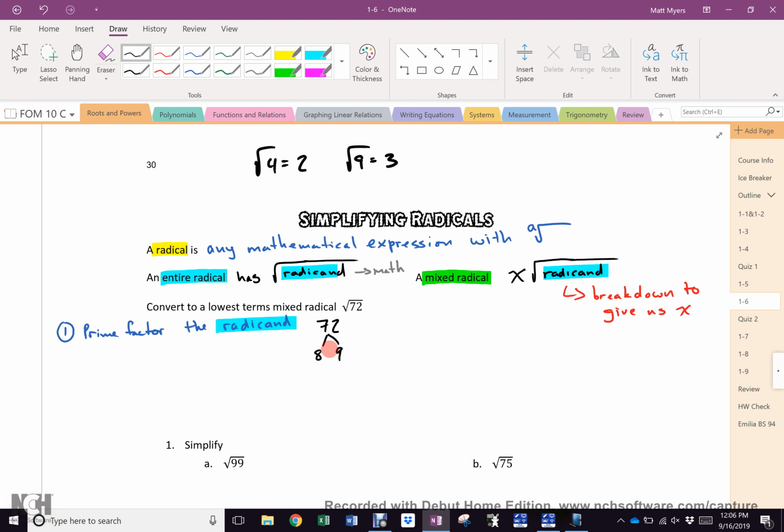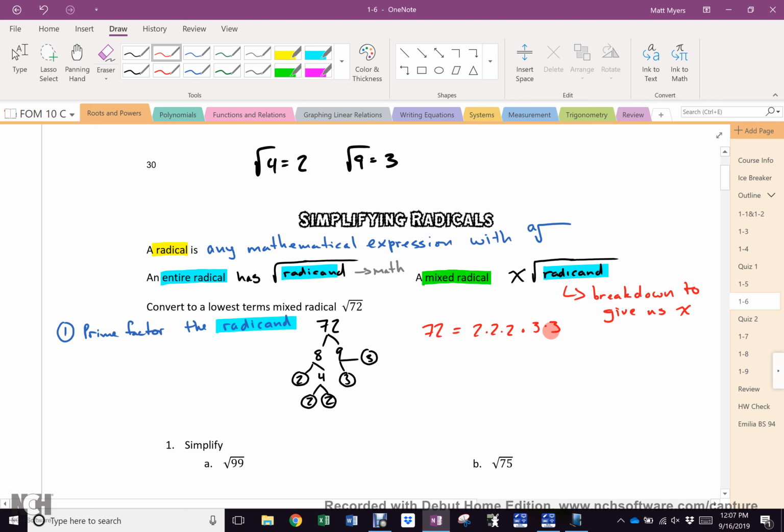So we go again. 2 and 4. Stop there because it's prime. 2 and 2. Stop there because it's prime. And 9 is 3 and 3. So now we know that 72 equals, how many 2s do you see? 2 times 2 times 2. Times, how many 3s do you see? 3 times 3. Do we agree?